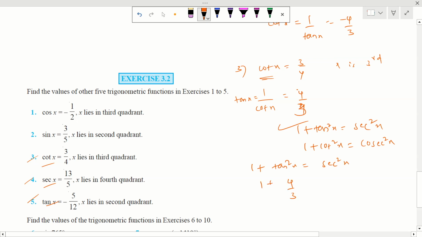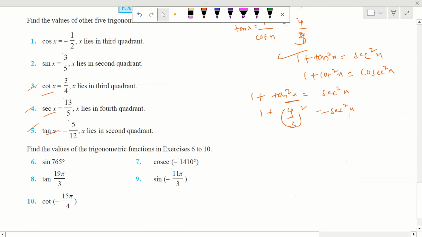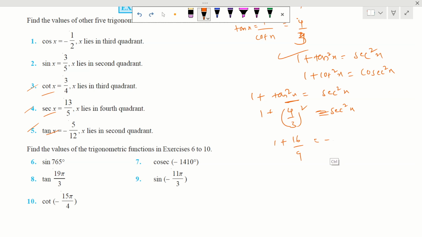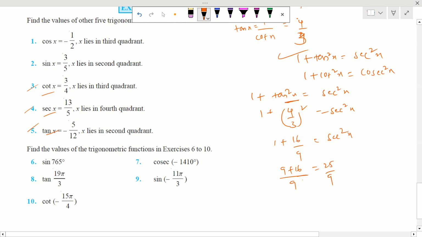So it is 4 by 3 of a square, because tan square x is here. Then it is secant square x. Therefore, I'm writing here: 1 plus (4/3) square. What is 3 square? 3 square is 9. Then it is secant square x. So then I can write 9 plus 16 divided by 9, which is 25 divided by 9, equal to secant square x. Now we can write secant x is equal to plus or minus root of 25 divided by 9, which is plus or minus 5 by 3.